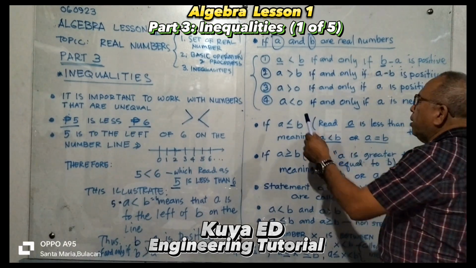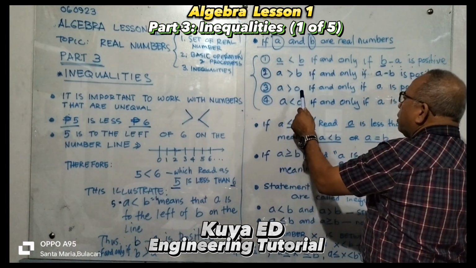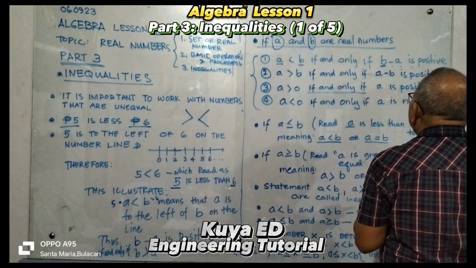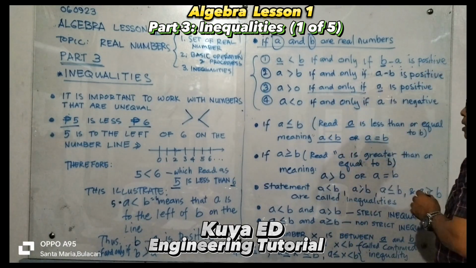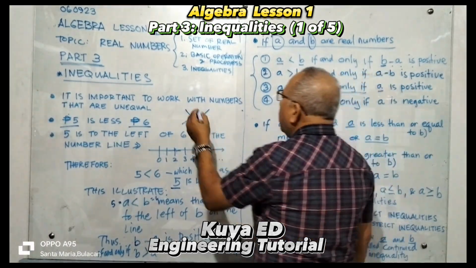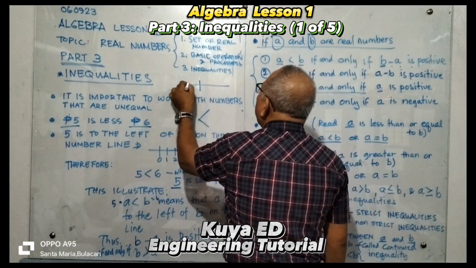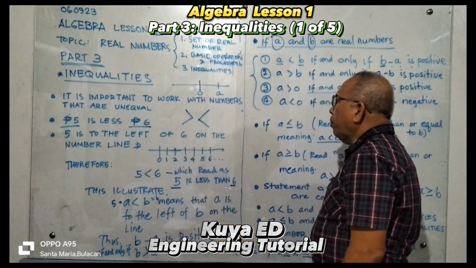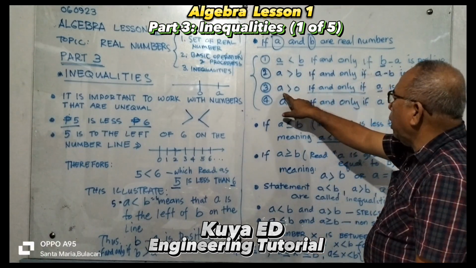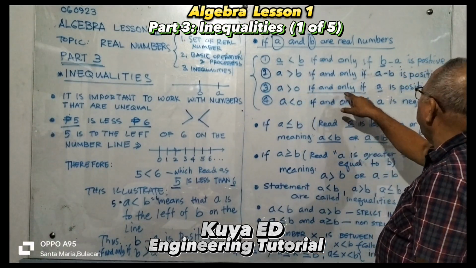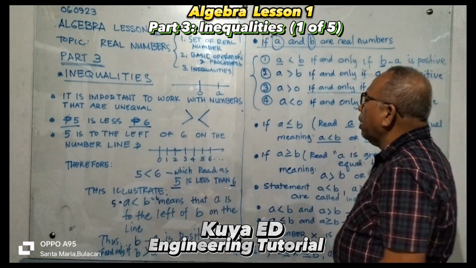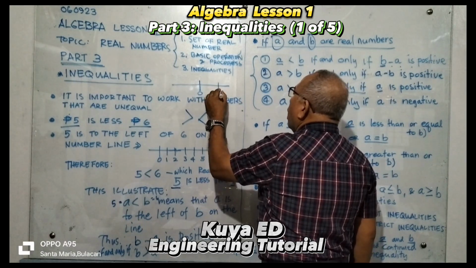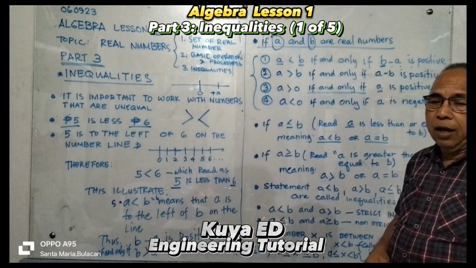Dito naman sa number 3, A is greater than 0 if and only if A is positive. So, anong ibig sabihin? Bakit ganon? Kunwari, ito yung 0 at nandito yung A. Therefore, A is greater than 0 if and only if A is positive. Ito yung positive A. Kaya, tama yung statement.